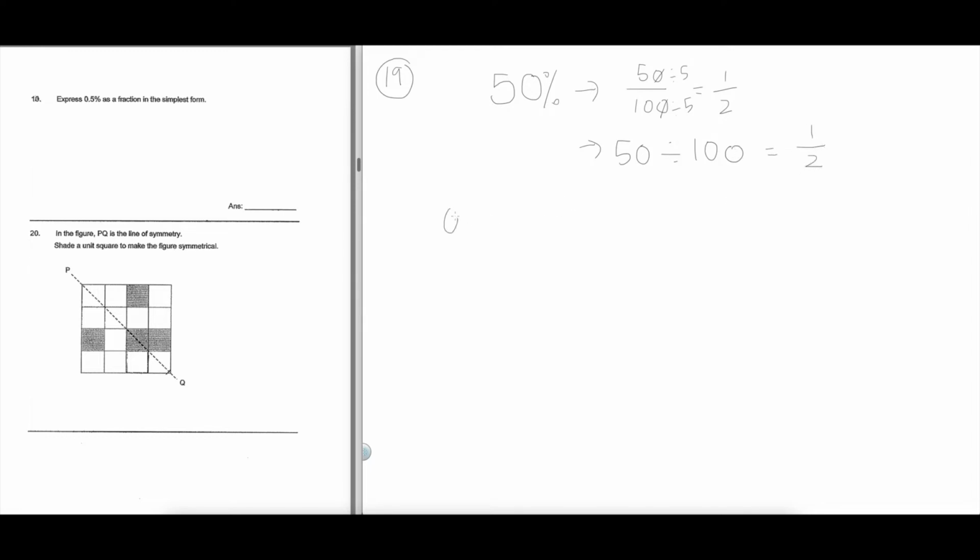So if I want 0.5% converted to a fraction, I'm just taking 0.5 divided by 100. From percent to fraction is always divide by 100. Everyone knows 50% is half, so this is actually how you get it. So 0.5 divided by 100, I'm going to shift to the left side.